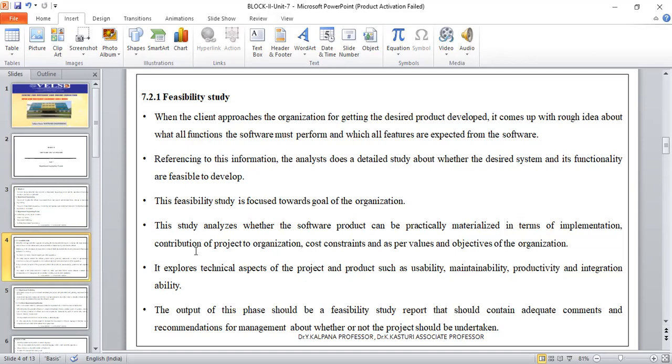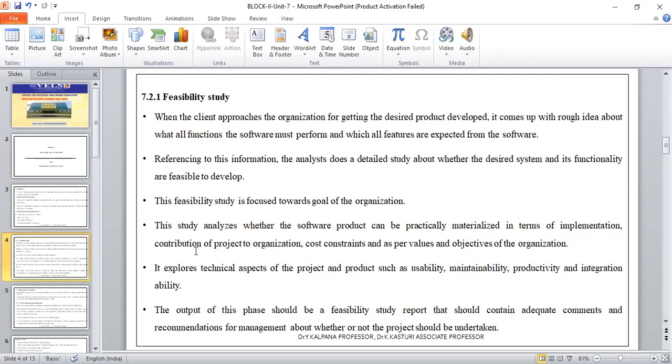The client may give n number of requirements. It is the duty of the analyst to analyze and tell whether the functionality is feasible or not, whether they can develop that functionality or not. Then this feasibility study is focused towards the goal of the organization. What is the main objective of the organization?